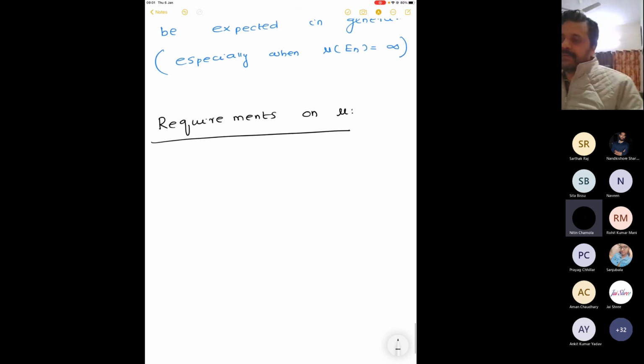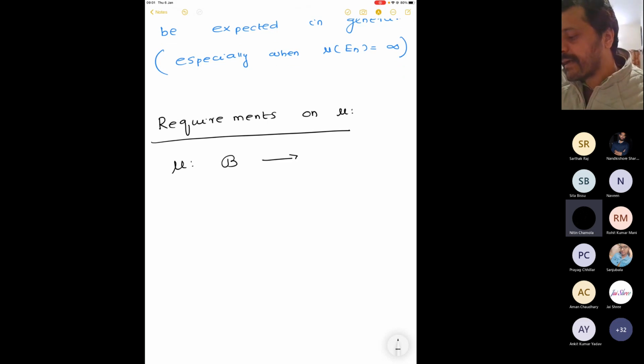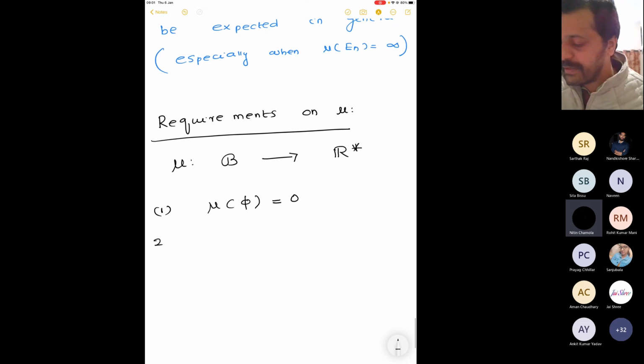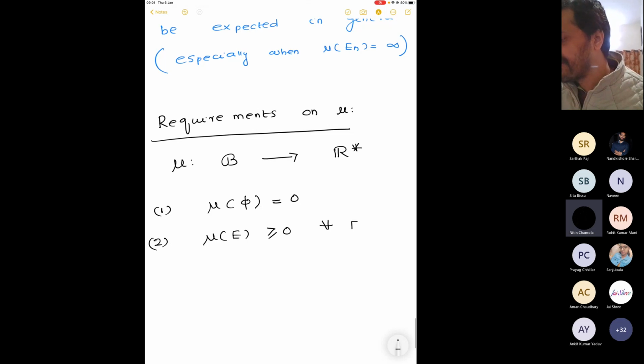Requirements on mu. Let me write one by one. Mu is a function from B to R star. One, mu of null set. What do you want? 0. Two, obviously, I want measure to be non-negative. Mu of E is greater than or equal to 0 for every E in B.